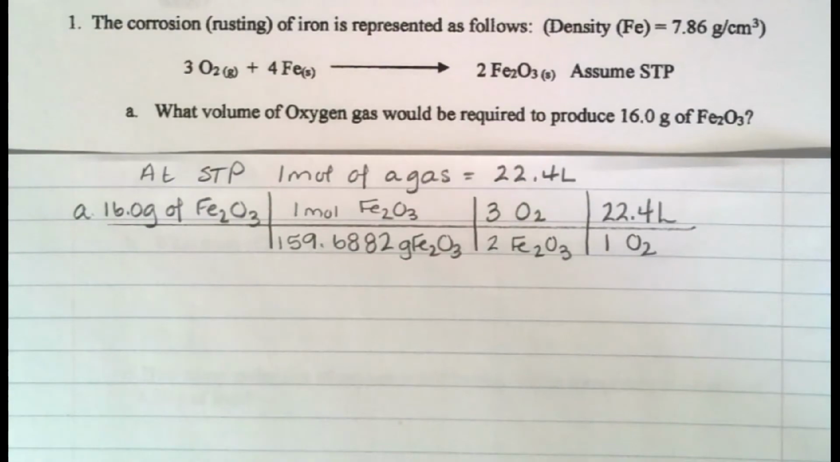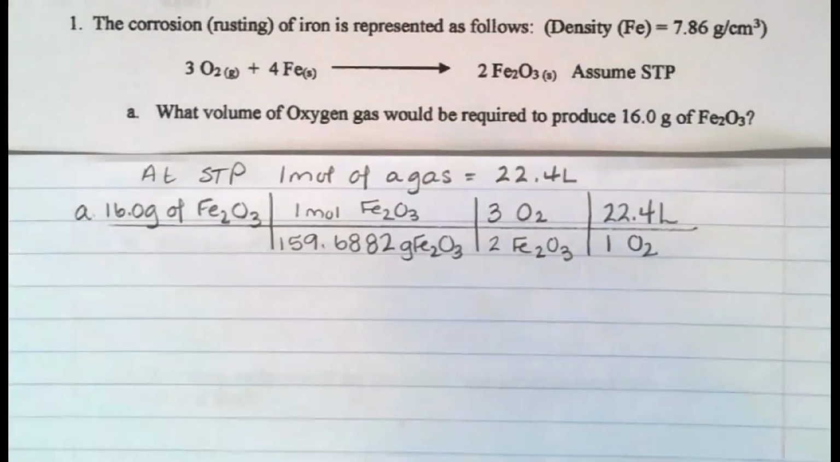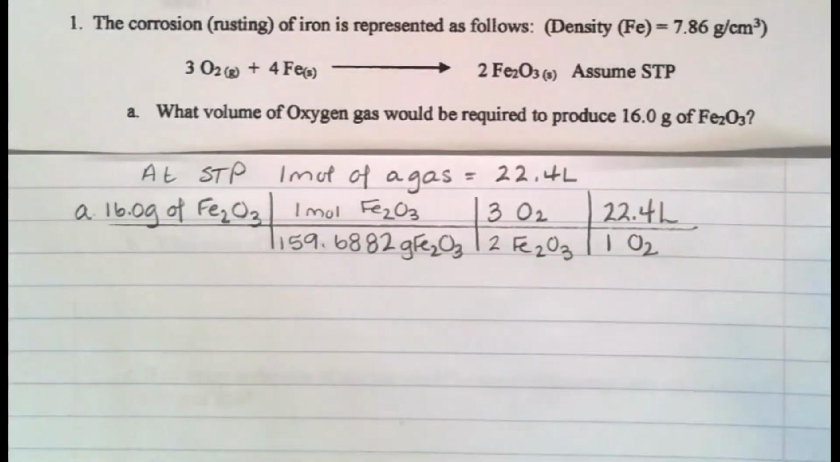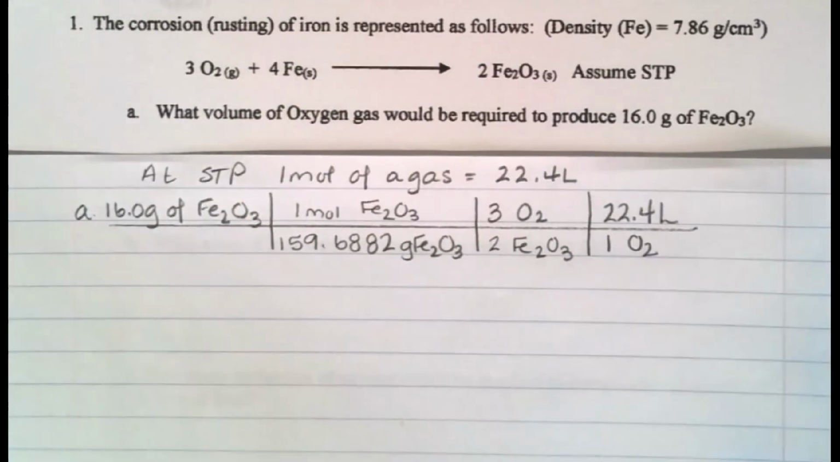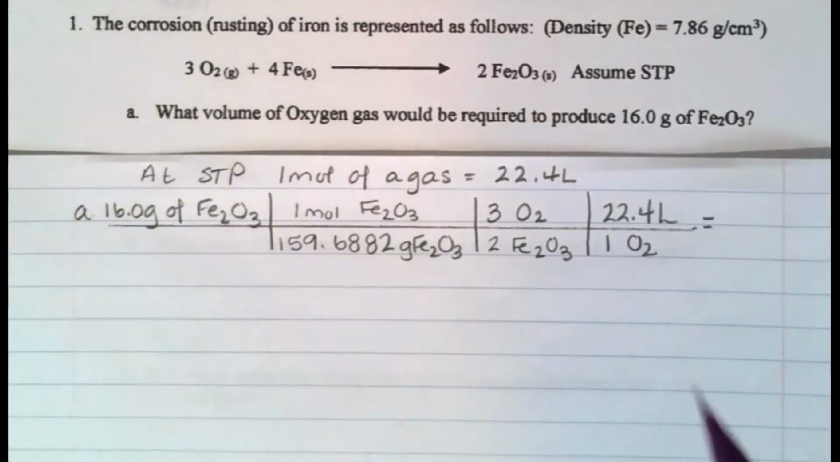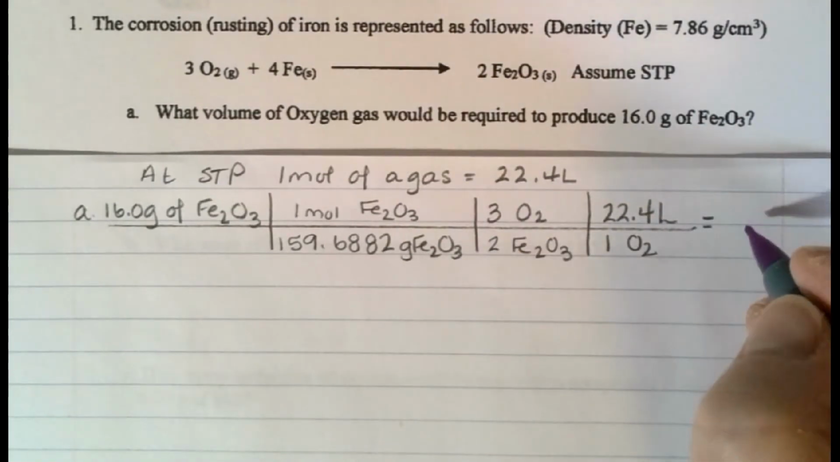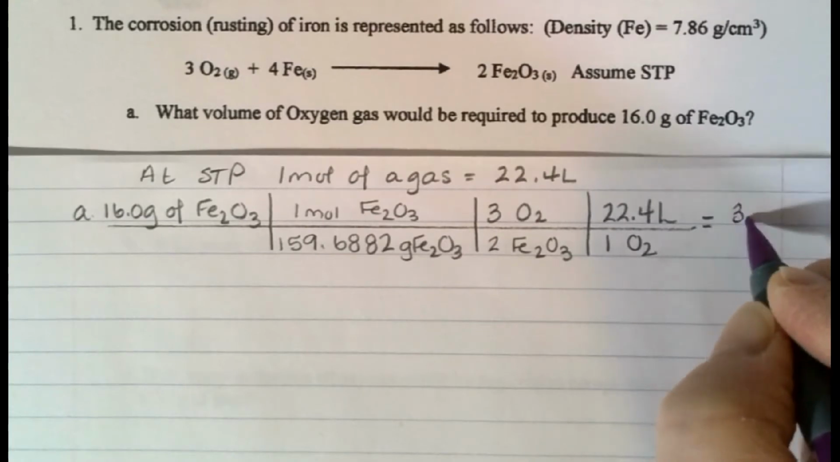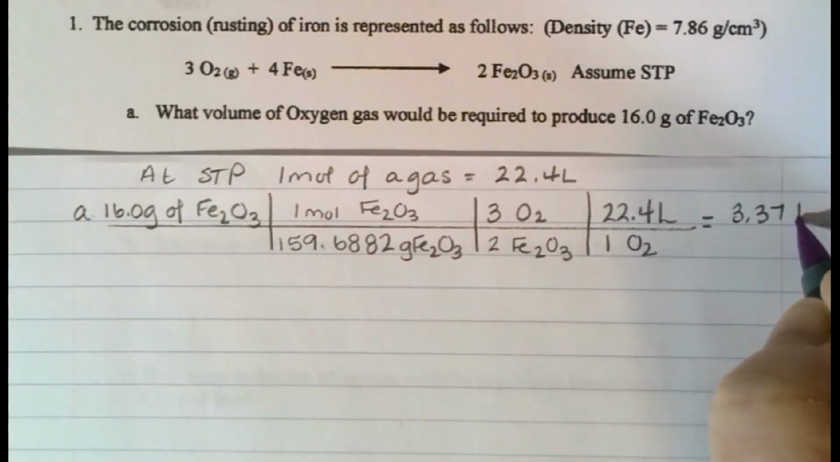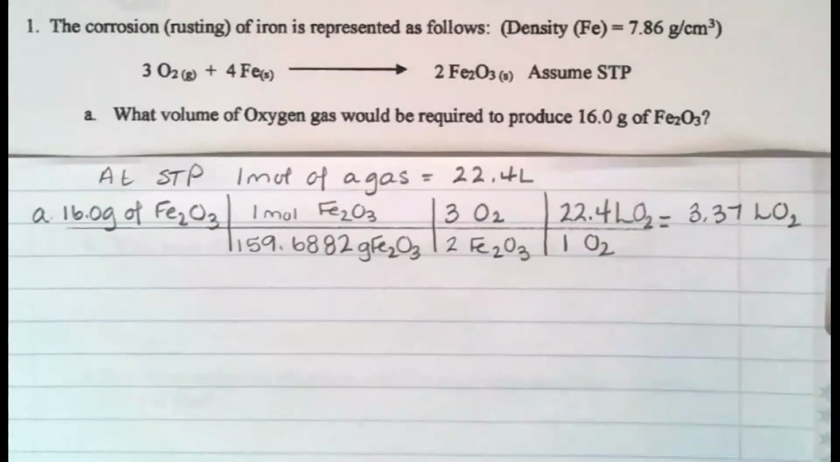Now I'm going to go through and do the math. You can do it a variety of ways. You can multiply the numerators and get an answer, multiply the denominators and get an answer, and divide the two. You can put it in one fell swoop, or you can use parentheses and brackets. As I did this, I took 16 times 3 times 22.4, divided by 159.6882, divided by 2, and I got 3.37 liters of oxygen. I put that there so you know what I'm talking about. L O2.